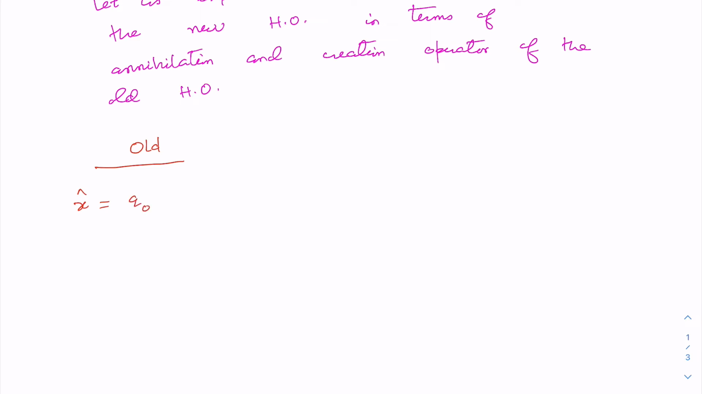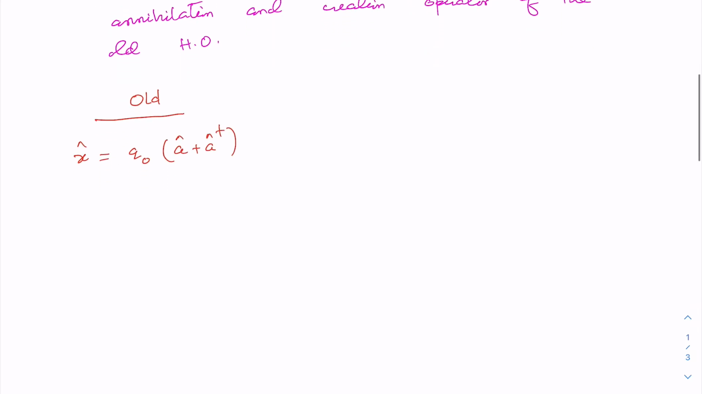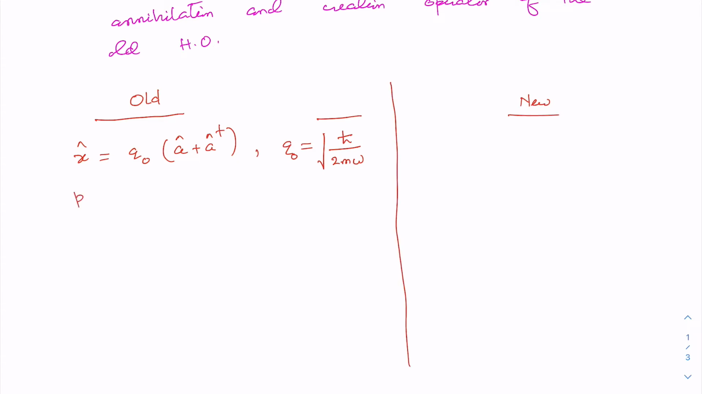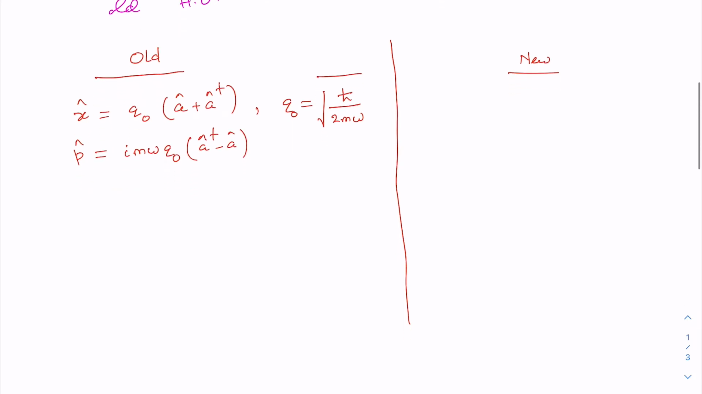You know that would be q0 (a plus a dagger). a is the annihilation operator, a dagger is the creation operator, and q0 is equal to the square root of h cross divided by twice m omega. That is for the old. I will talk about the new a little bit later. The corresponding momentum operator would be i m omega q0 (a dagger minus a). Therefore, you can immediately write the annihilation operator a as 1 by twice q0 times (x plus ip by m omega).